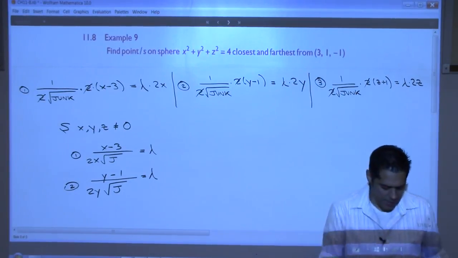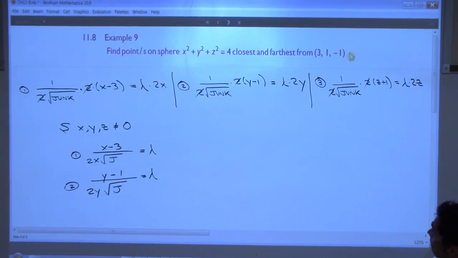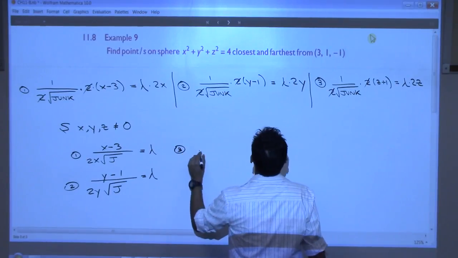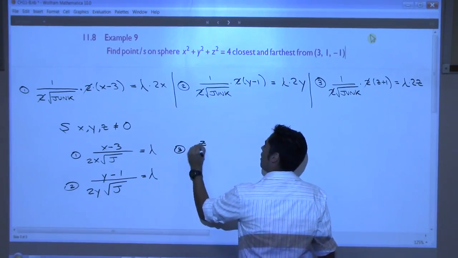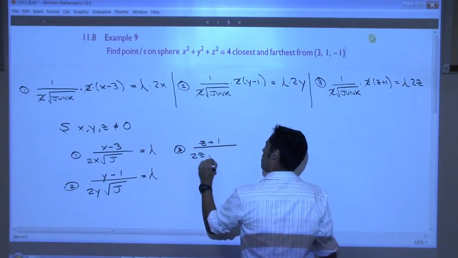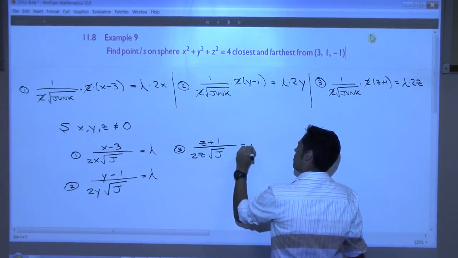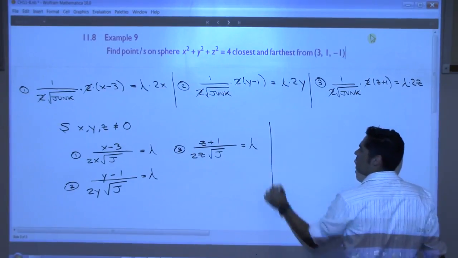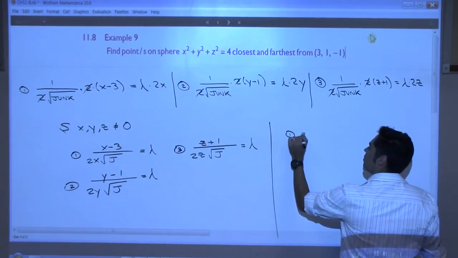And the next thing, third equation, is z plus 1 over 2z root junk equals lambda. Now, what am I allowed to do at this point? Set them equal to each other, right? So why don't I set, I'm still working here, why don't I set 1 equal to 2?